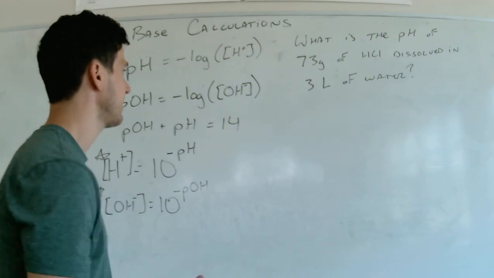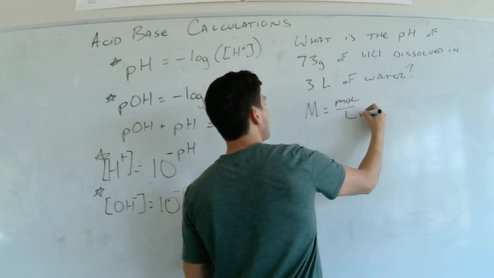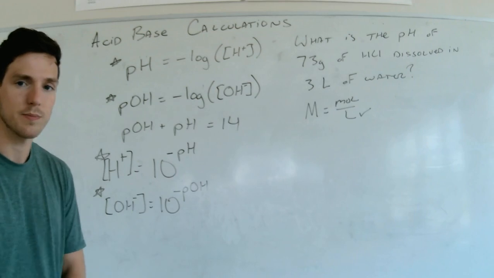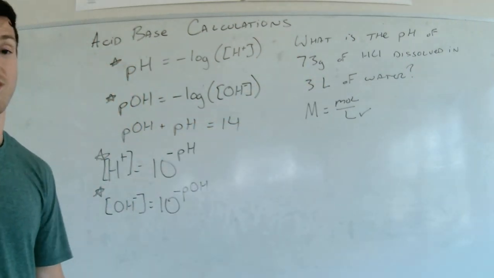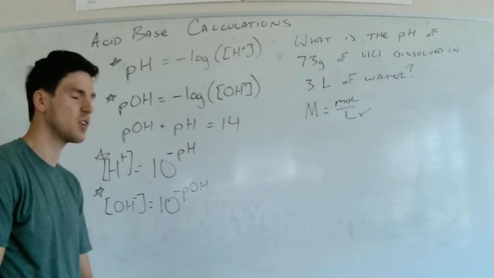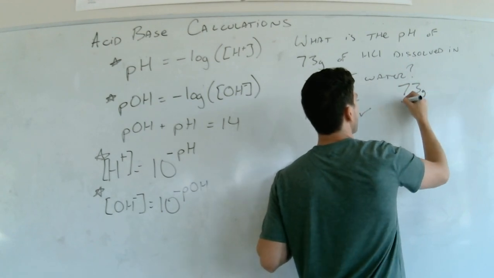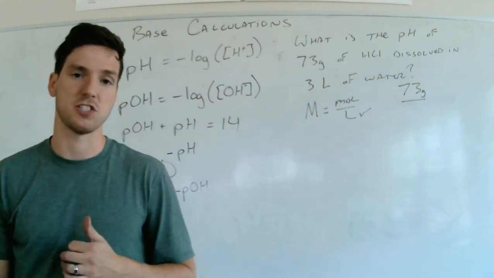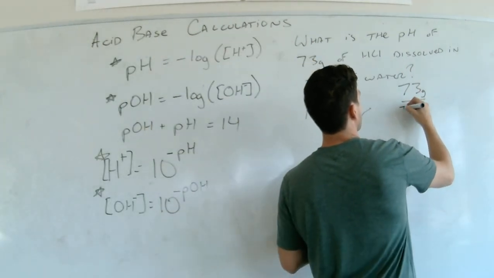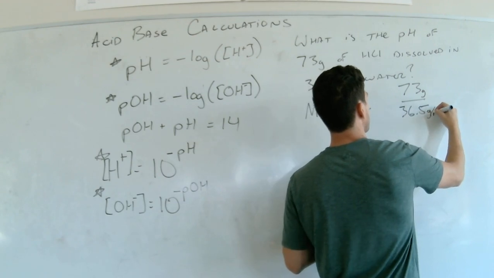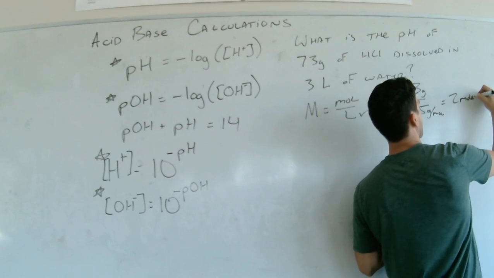But luckily, remember, concentration or molarity is moles over liters. Well, I gave you liters, it's 3. And I could get moles pretty easily by dividing by the molar mass of HCl. So let's go ahead and do that. My mass of HCl is 73 grams. I gotta divide by the molar mass of HCl, which is 1 plus 35.5, which is 36.5. That's the molar mass of HCl. So I'm gonna have 2 moles of HCl.